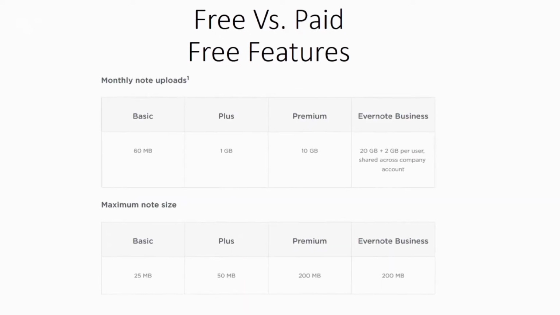Now you'll also know that there are limits on how much you can upload depending on what level you have. Now the basic in this case is the free version. So you're limited to 60 megabytes of data on a monthly basis if you're going to be uploading into EVERNOTE. And of course those limits go up as you go up in price. The same is true for the maximum note size. So if you're talking about how big of a note can you actually place inside of EVERNOTE at one time, you are going to want to be mindful of the level at which you are paying.